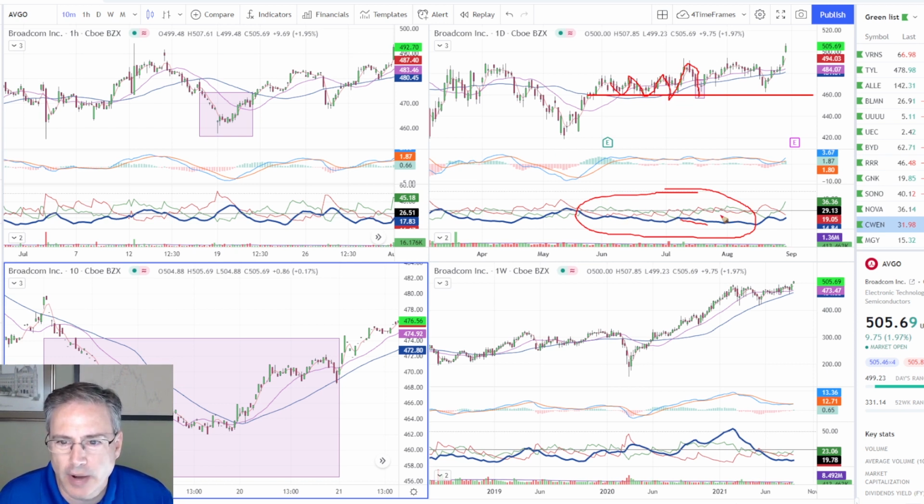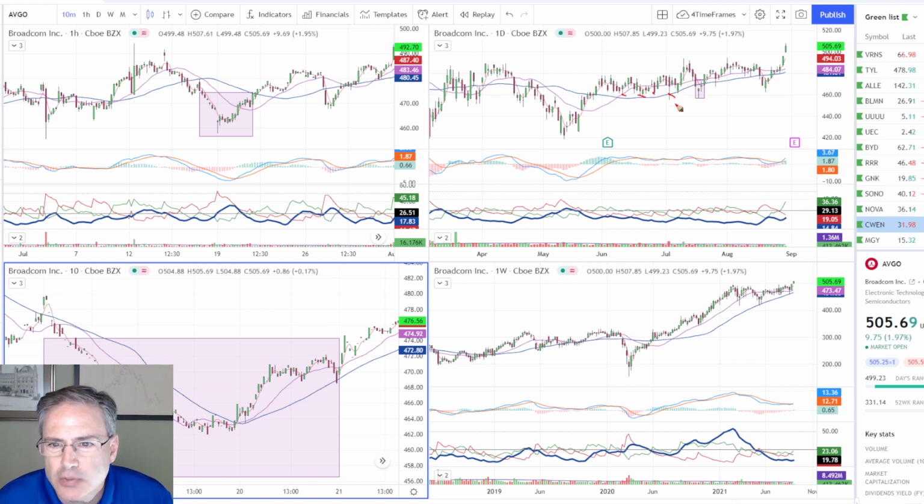What I mean by that, let me just take this off. What I want you to think about is when you've got a defined support area, and let's say we got this low here, and we come back down to it this time, starting here, we know we've got an area of support. For all of June, this was holding, and now we come back down to this level.